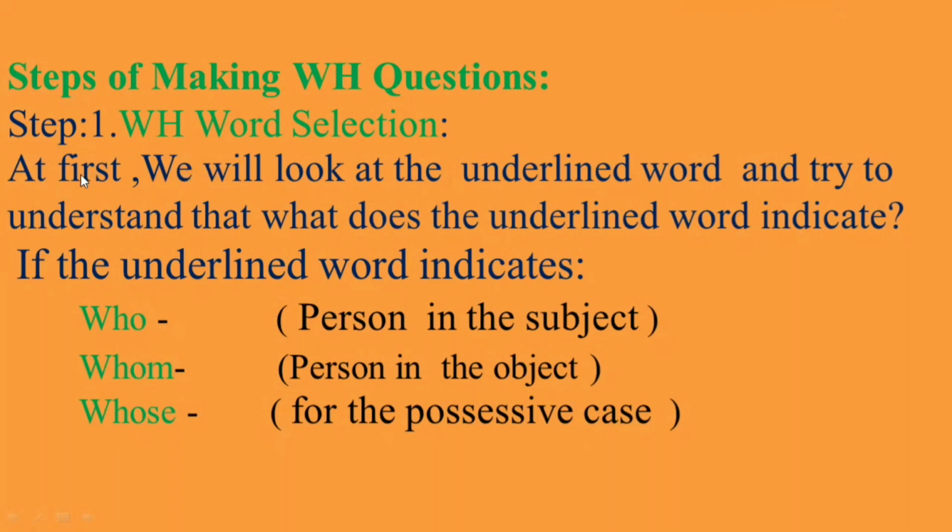Step 1. At first, you will look at the underlined word. Have you got that point? At first, you will look at the underlined word and try to understand what the underlined word indicates. If the underlined word indicates a person and it is in the subject, then the WH word will be who. If the underlined word indicates a person and is in the object, then the WH word will be whom.